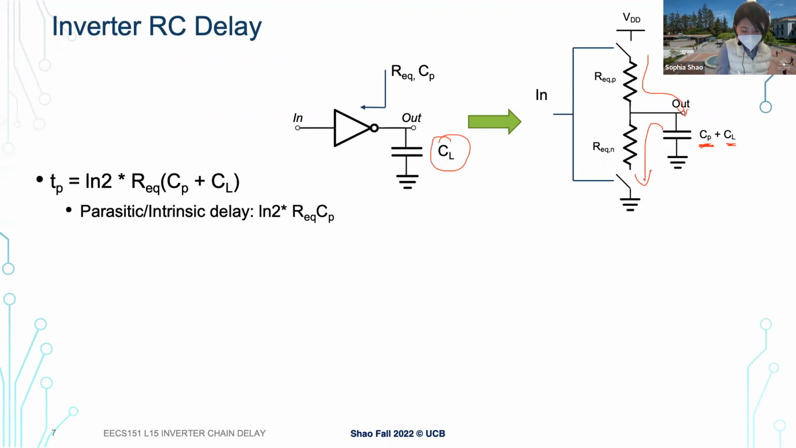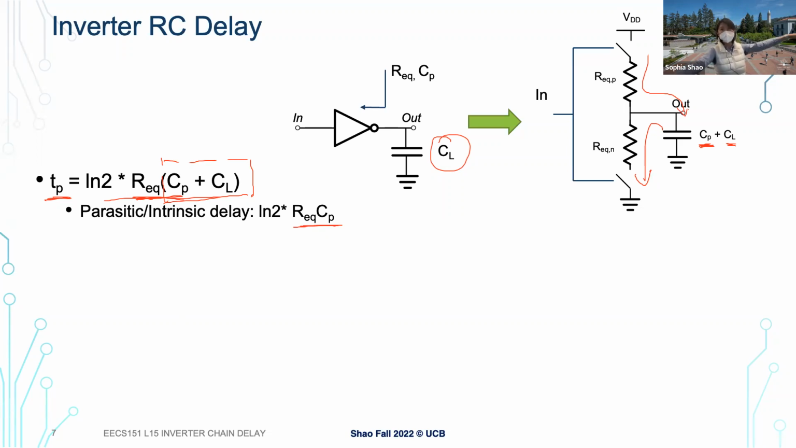So the propagation delay is basically proportional to our RC time constant. It has two components: we have our resistance, and then we have two capacitances, both parasitic and the load. Similarly, there are also two parts. The delay of charging and discharging the parasitic capacitor is what people call parasitic delay or intrinsic delay.